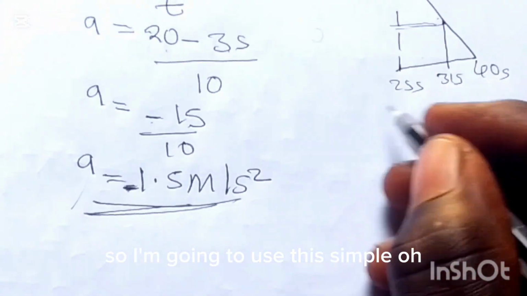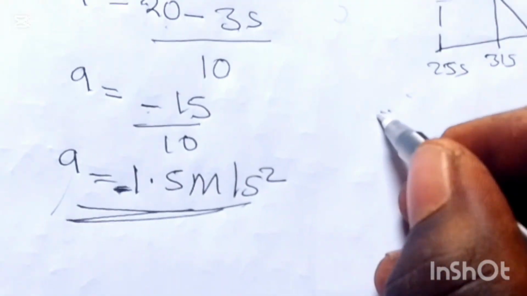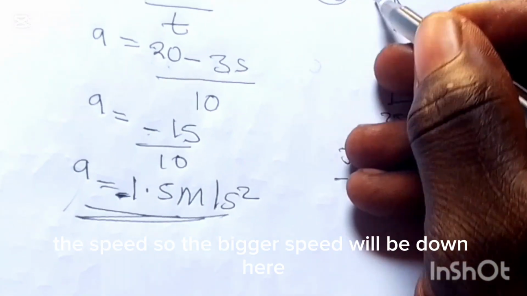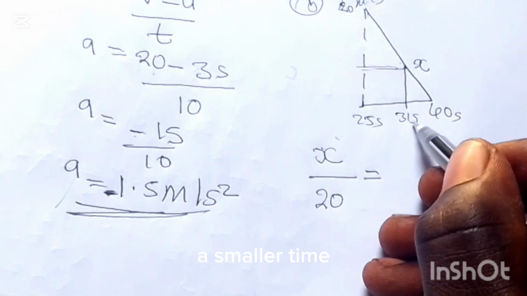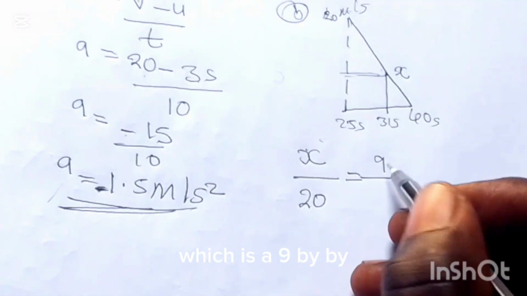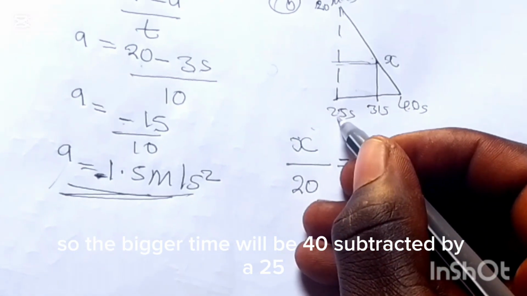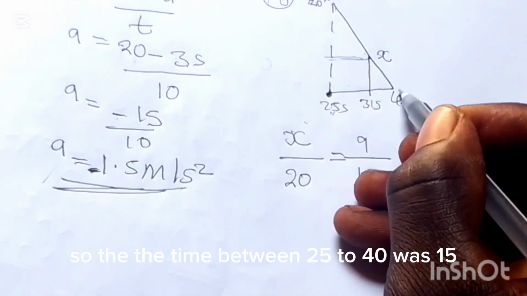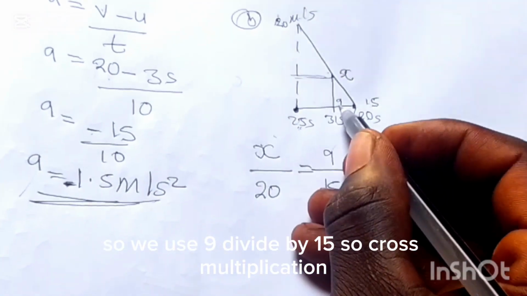So we're going to use this simple ratio, where we put x. So x divided by the bigger speed, which is 20, is equal to the smaller time on the top, which is 40 subtracted by 31, which is 9, divided by the bigger time, which is 40 subtracted by 25, which is 15. So the time between 25 and 40 was 15, and the time between 31 and 40 was 9. So we use 9 divided by 15.